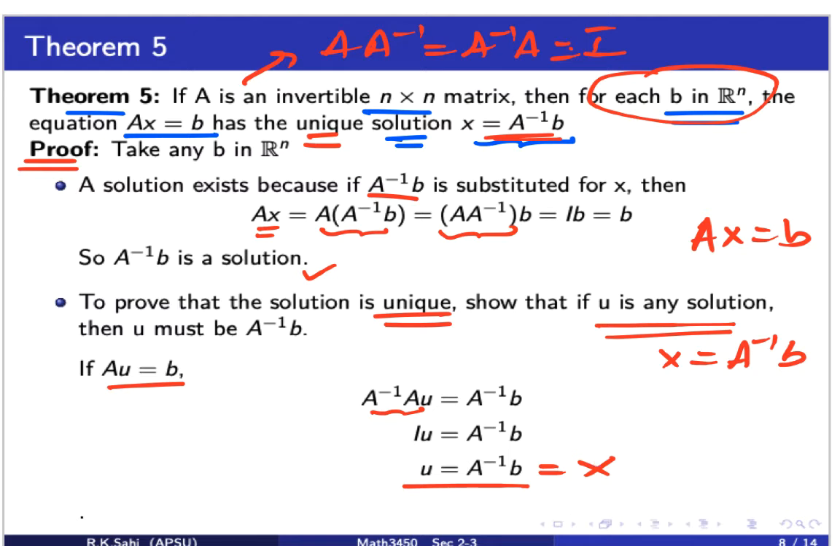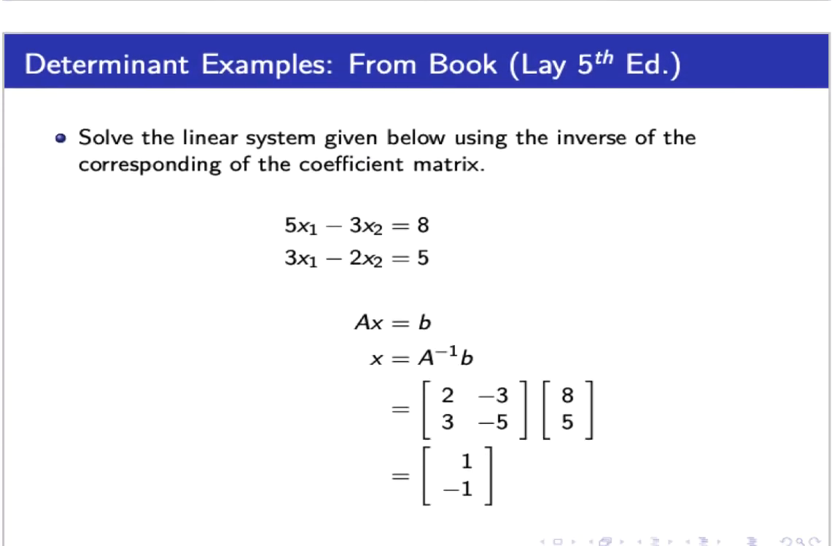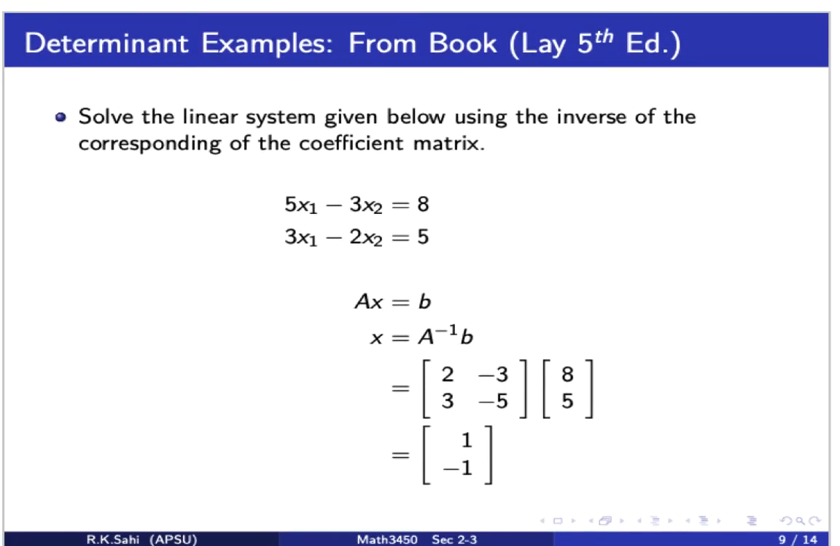Okay, now we're going to use this theorem to do an example from the book. It's one of the questions from the section, guys. It says, solve the linear system given below using the inverse of the corresponding coefficient matrix. Okay, now things to keep in mind. We know how to find the solution of this linear system. We all know that. We can use the augmented matrix, do the row reduction algorithm, and get the answer.